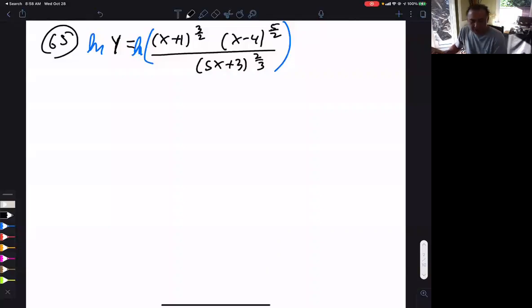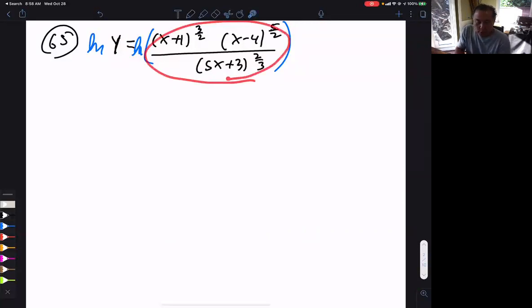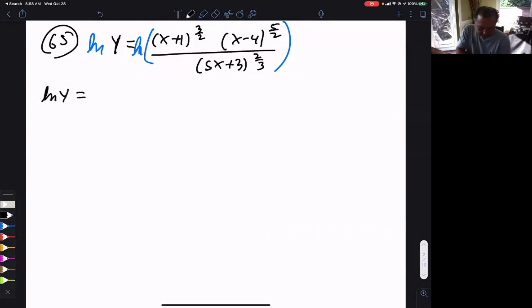So 3.9, number 65, that is an ugly derivative to take. Quotient rules, product rules, chain rules, lots of stuff. So if we take the natural log of both sides, the rules of logs make special things happen.